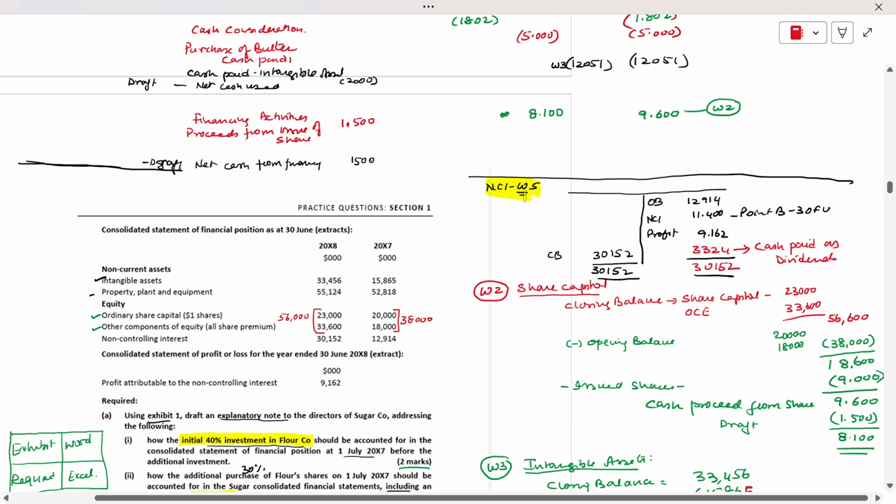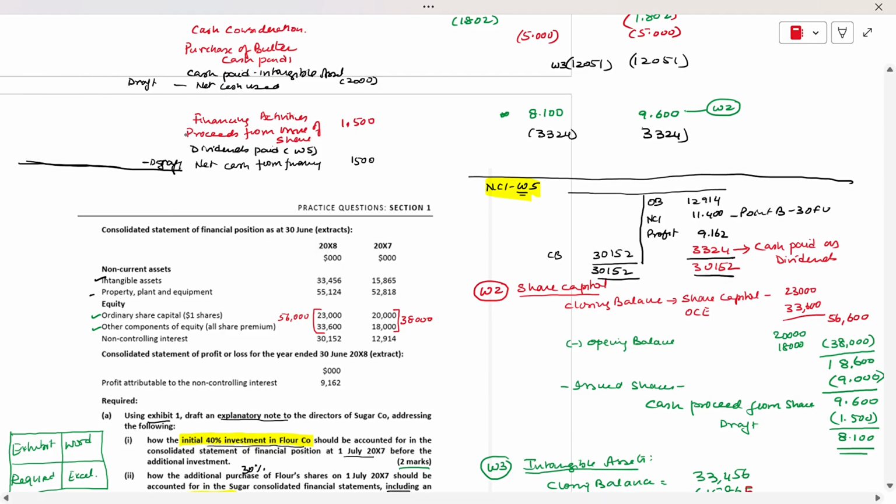It comes to how much? 3324. If you take the financing activities, what we have to mention in the financing activities, we have to say dividends paid. Dividends paid, working 5. Okay, working 5 in one of the columns. Is it 3324? 3324. Okay, again check one by one.